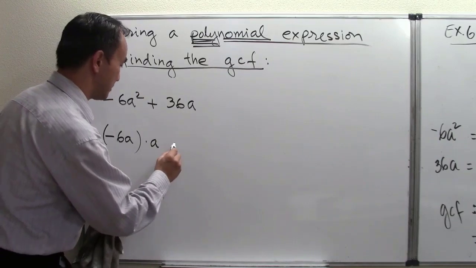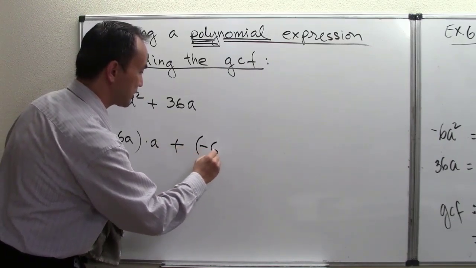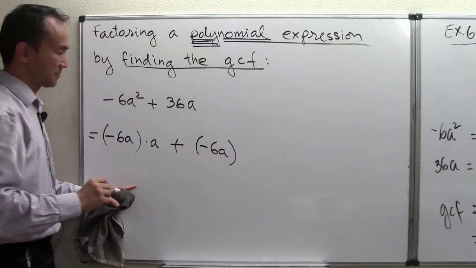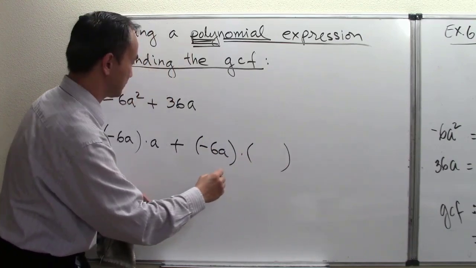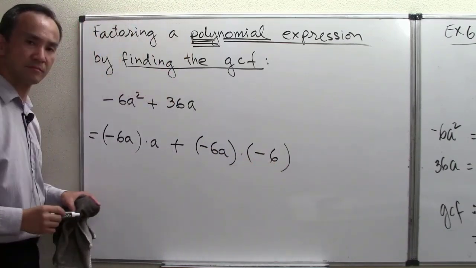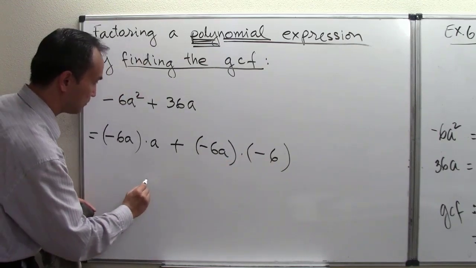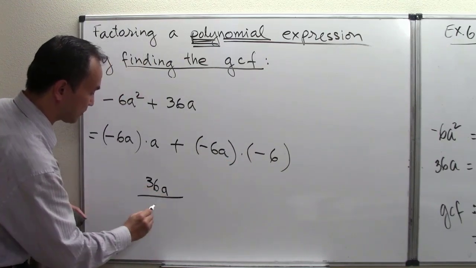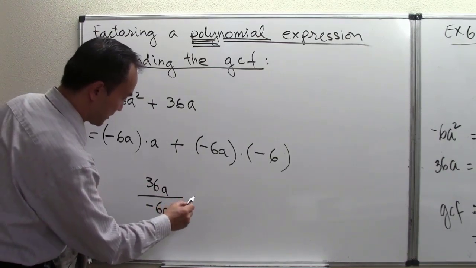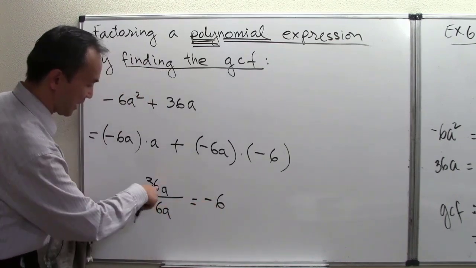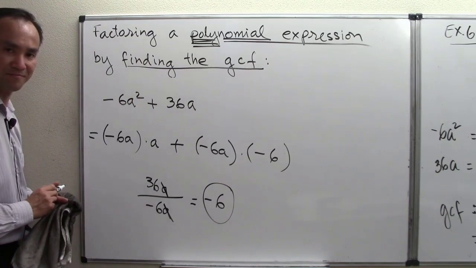Now the other term, plus 36a. I'm seeing minus 6a as the common factor, the GCF, multiplied by the other factor, which is minus 6. So how do I see the other factor so quickly? 36a divided by minus 6a, the common factor. 36 divided by negative 6 gives me negative 6, and then a cancels with a completely. That's how I got negative 6 there.